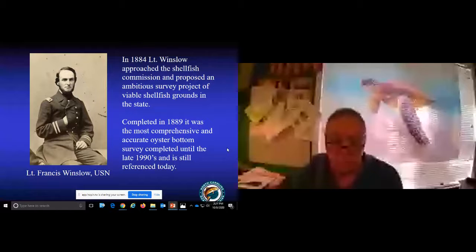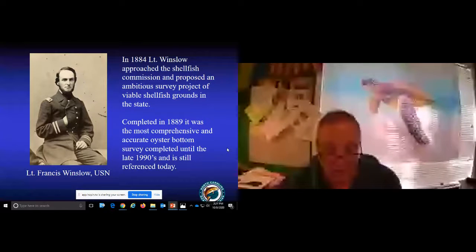This is a very busy slide. Don't try to read all of it. I didn't put it up there because of that. But the main takeaway I wanted you to get from it was the obvious decline. These are oyster landings in North Carolina from 1887 to 1997. The obvious decline in oyster stocks and oyster landings.